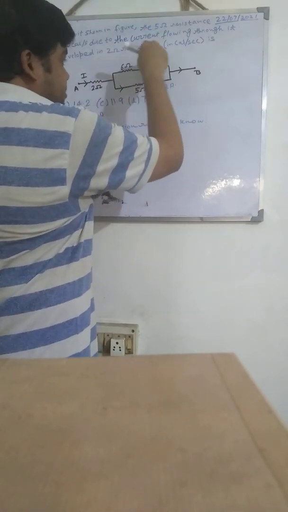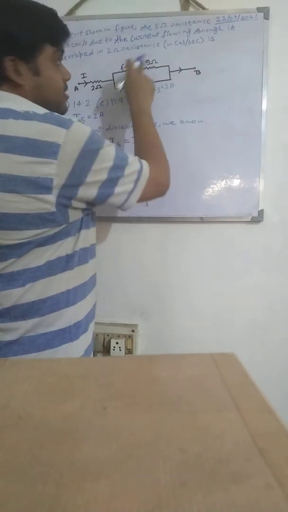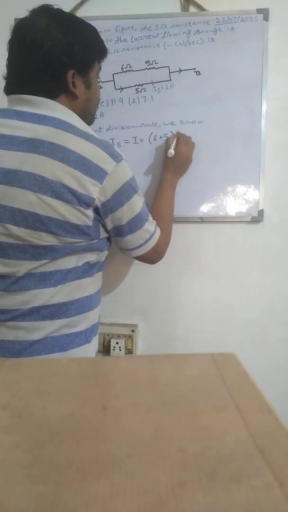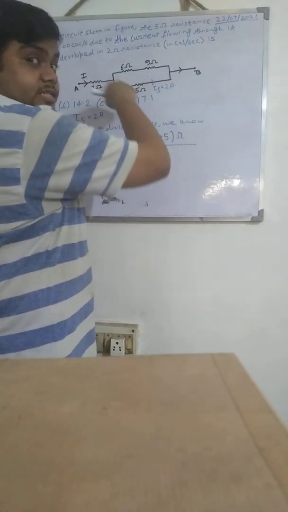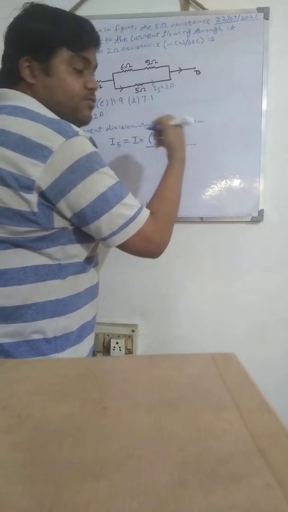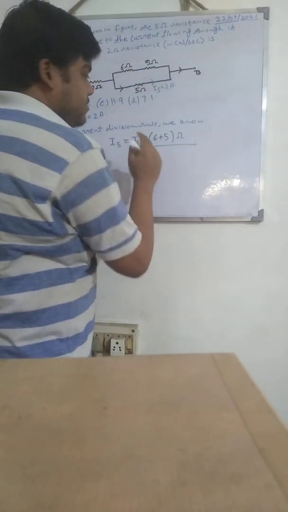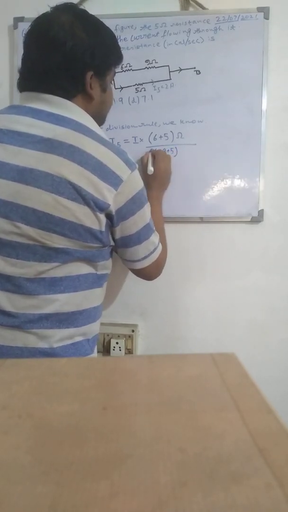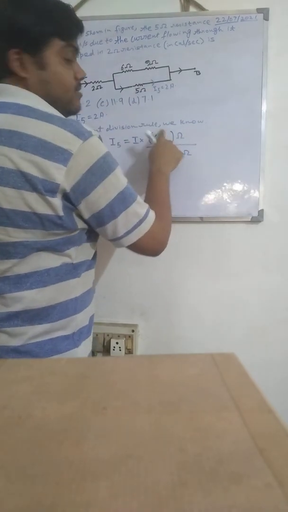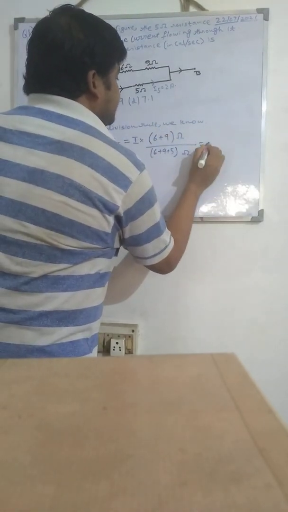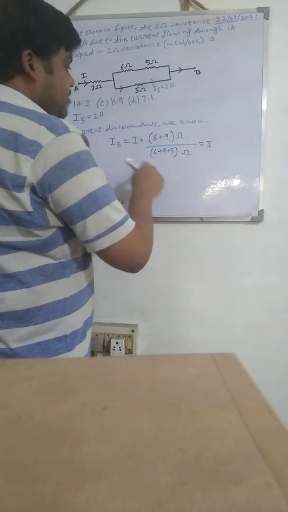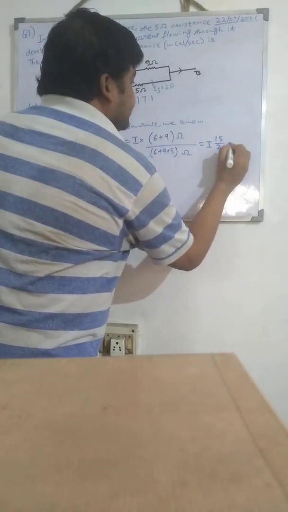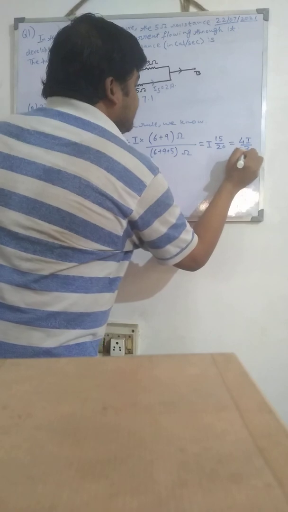The next path resistance is this, that is 6 plus 5. These two resistors are connected in series. So 6 plus 5 ohm by sum of all the three resistances. This is current division rule. Sum of all the three resistances in the denominator. This would be 6 plus 9, that is 15, plus 5, 20. So 15 by 20, that is 3 by 4 I.